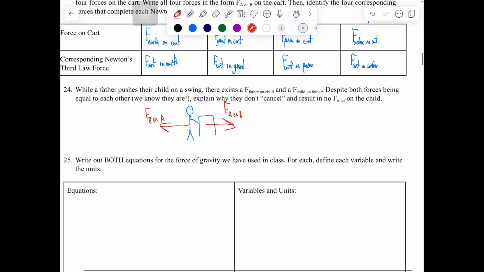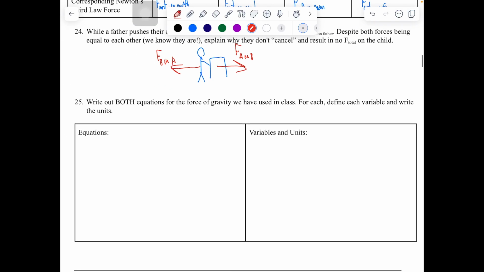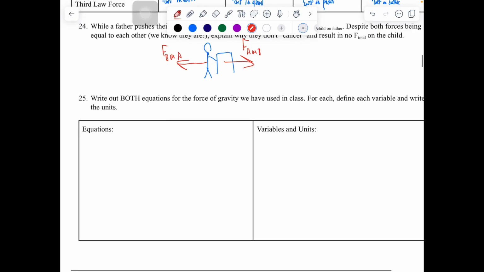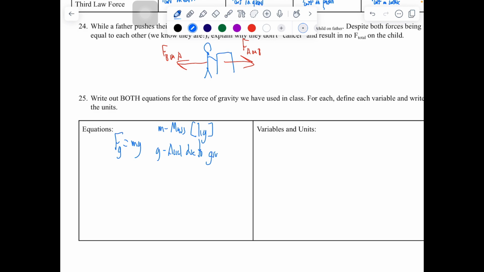Both equations for the force of gravity: find each variable and write the units. The equation is Fg equals mg. M is mass, measured in kilograms. G is the acceleration due to gravity, measured in meters per second squared.